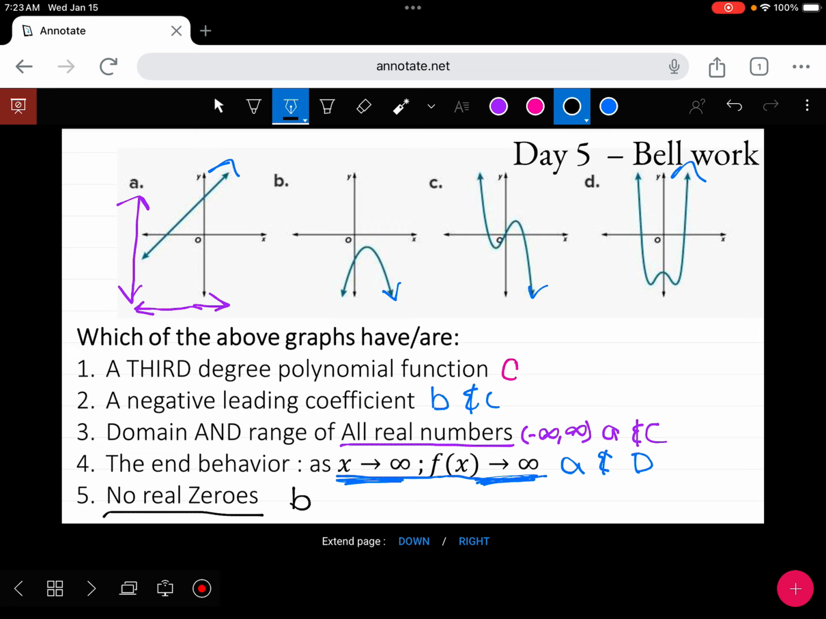B, just B. Remember, our zeros, our roots, our solutions, our x-intercepts. So A has one x-intercept. B never crosses our x-axis. B never crosses our x-axis. C has 1, 2, 3 x-intercepts. That gives us another clue that this one's possibly degree 3. This one has 2 x-intercepts. So the only one that didn't have any was B. Okay? Questions on any of these pieces?